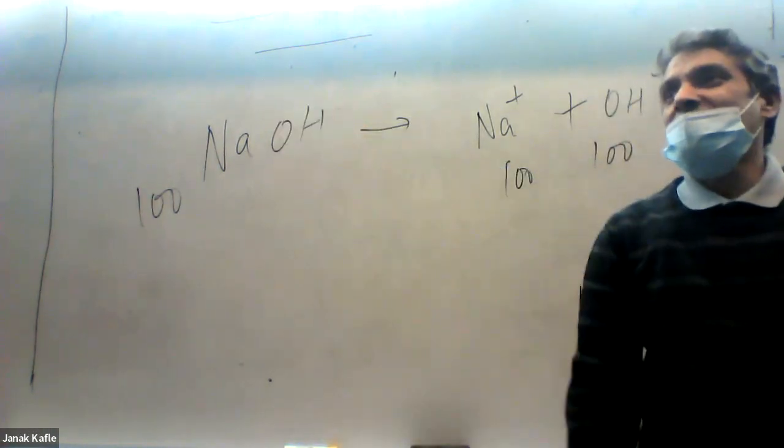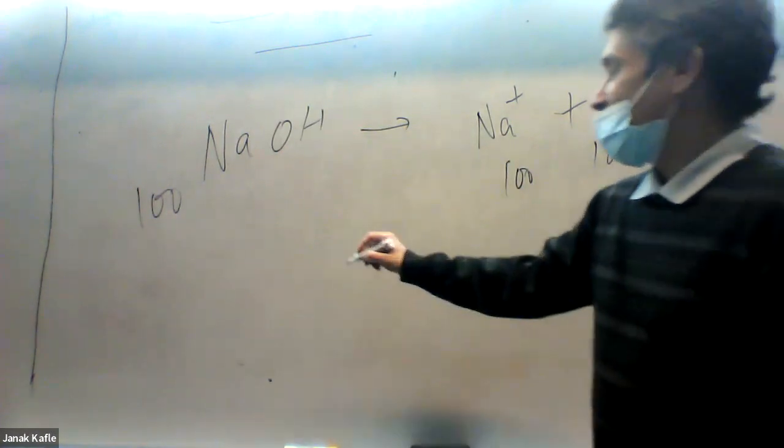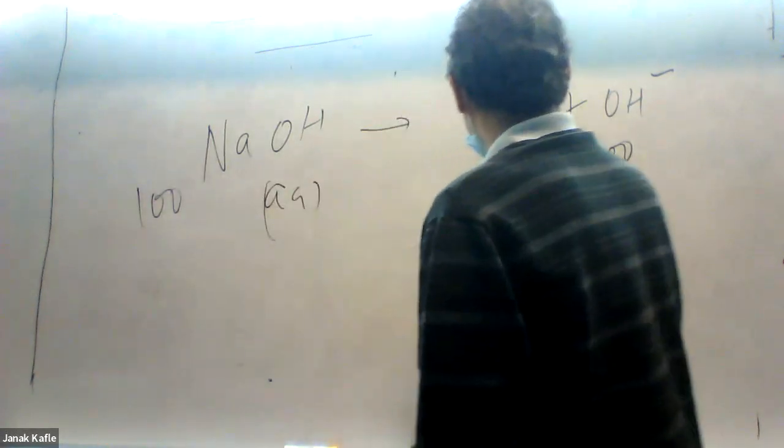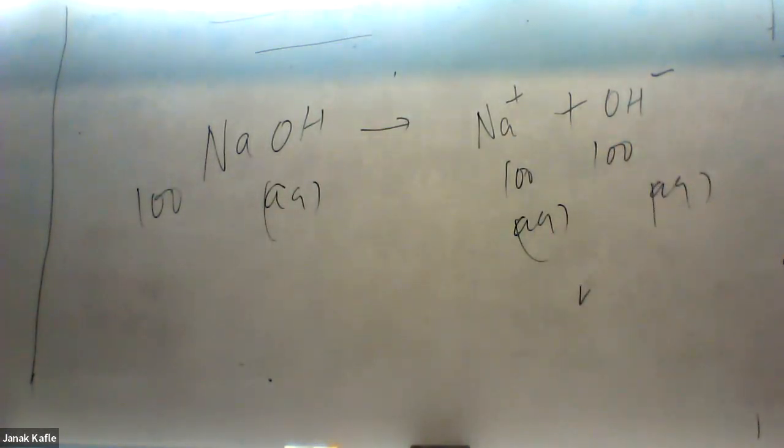So all the molecules just dissociate to give the ions in water. So you can write the equation here in water. So this is also in water. This is also in water. This kind of compound is called a strong acid and strong base.